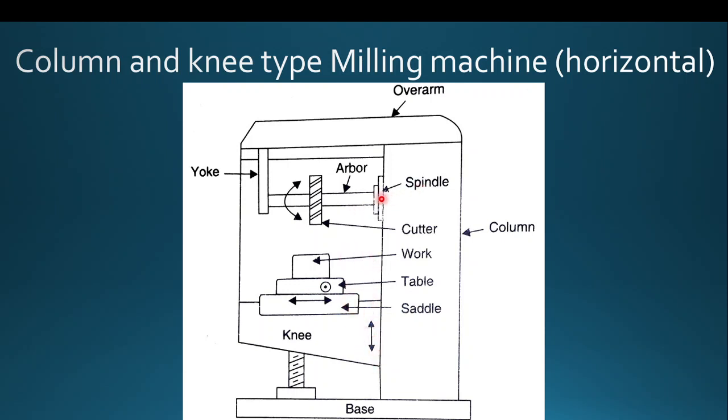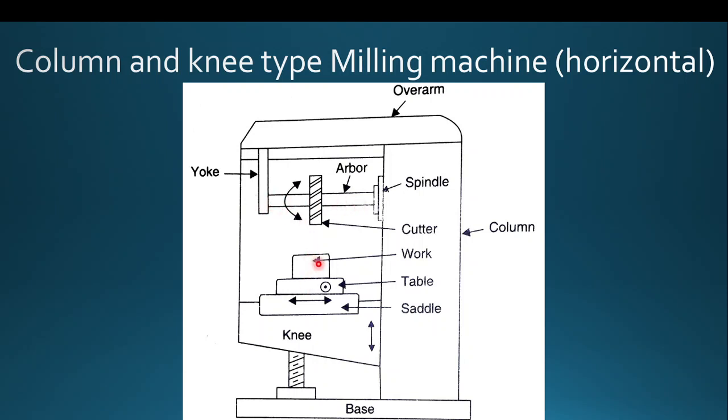And the spindle of the milling machine is connected with the driving unit, which is able to rotate along with the tool. So this is nothing but the tool, that is the milling cutter, keyed with the arbor. The arbor is connected with the spindle. Arbor is nothing but a metallic shaft. One end of the arbor is connected with the rotating spindle, and another end of the arbor is connected with the yoke support in order to avoid the overhanging.